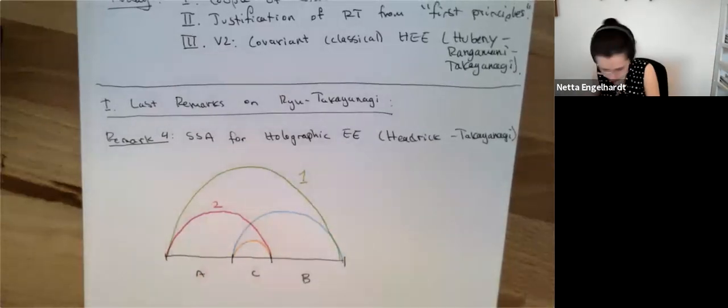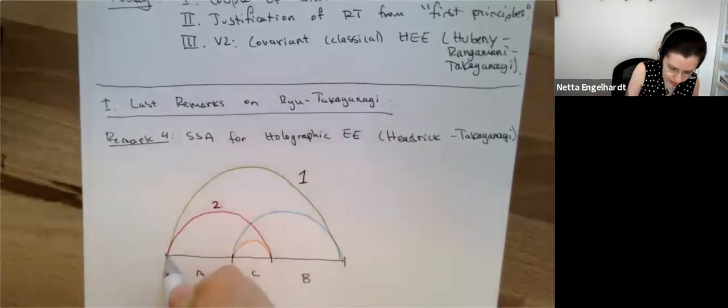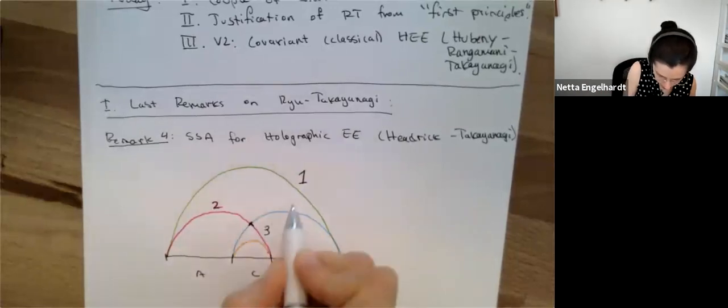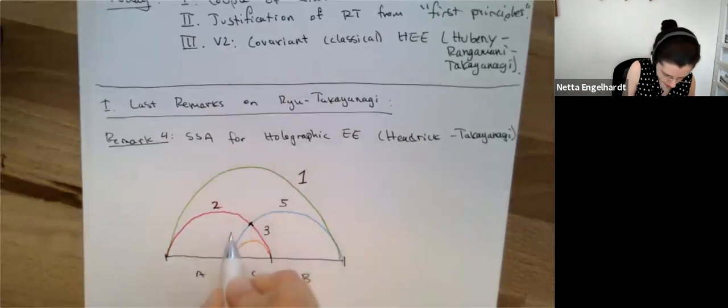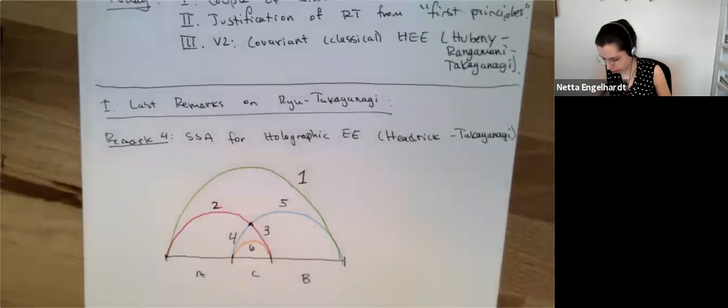So actually, I'm going to give different names to different portions. This will still be 1. 2 is going to be from here up to here. And then from here down to here, that'll be 3. 5 is going to be from here to there. I would call this 4, and this is 6. So just like before, we're just going to add and subtract different pieces. And we're going to reproduce the strong subadditivity inequality.